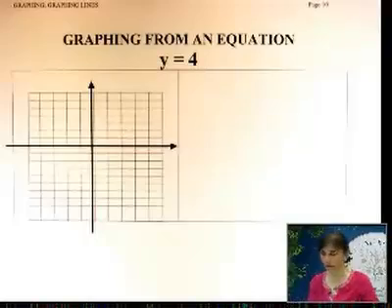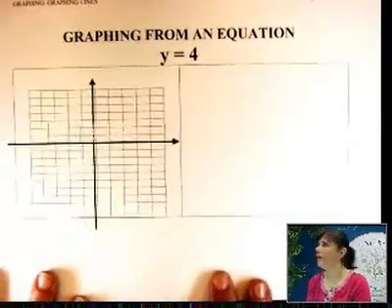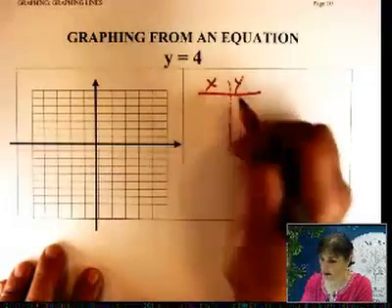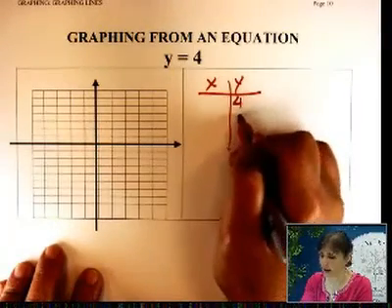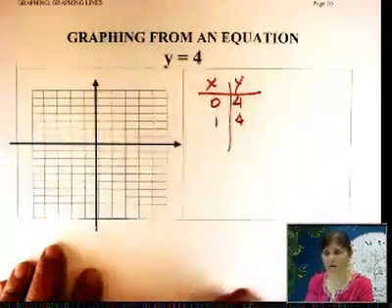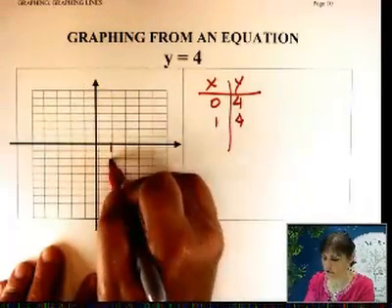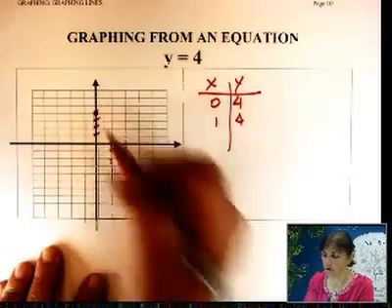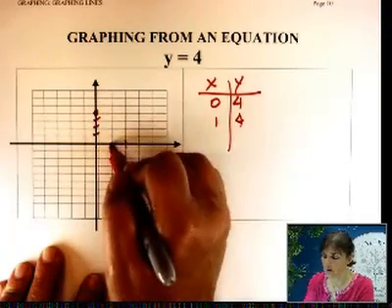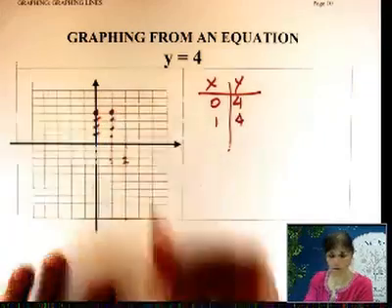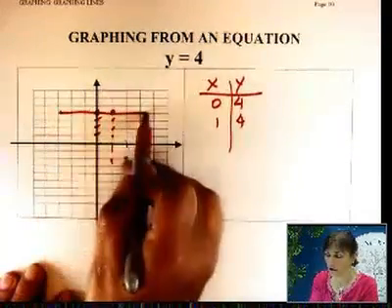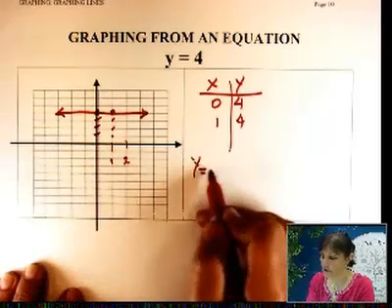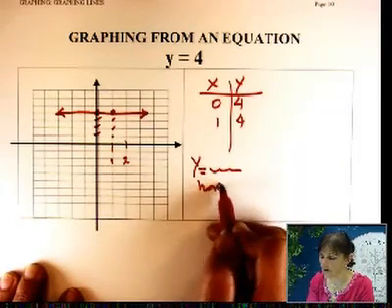Okay, next one, y equals 4. What does that mean? y is 4 no matter what I pick for x. Let's pick 0 and 1. (0, 4) means 1, 2, 3, 4 here. And (1, 4) means 1, 2, 3, 4 here. What do I get? Guess what? I get a horizontal line. That's good to know. y equals something is always a horizontal line.